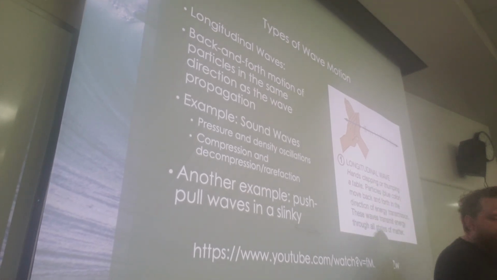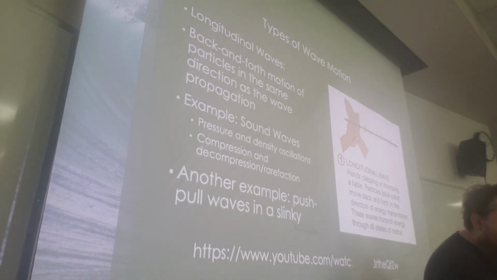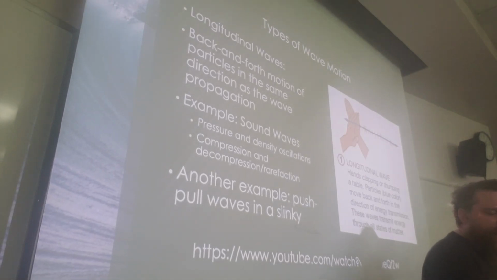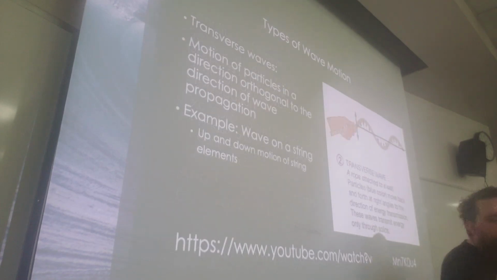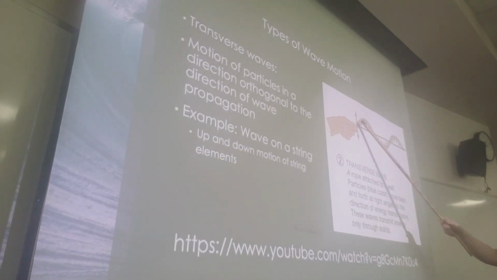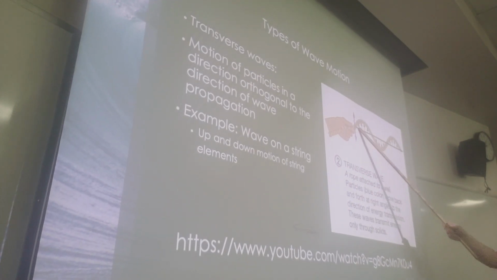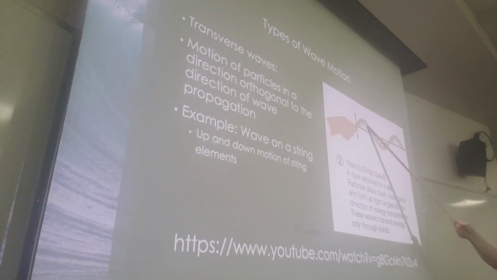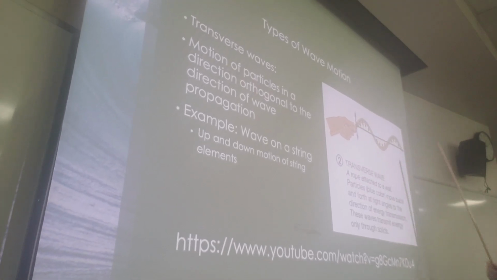Longitudinal waves are like sound waves where the motion is back and forth, in terms of the particles moving back and forth along the direction of propagation of the wave. Transverse waves are like waves on a guitar string, where the motion of the particles is sideways, whereas the wave propagates left and right here, so the motion of the particles and the motion of the wave are orthogonal.